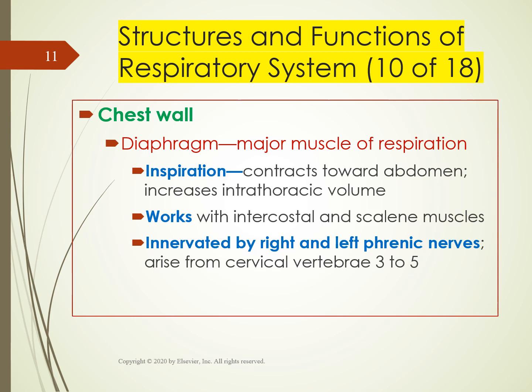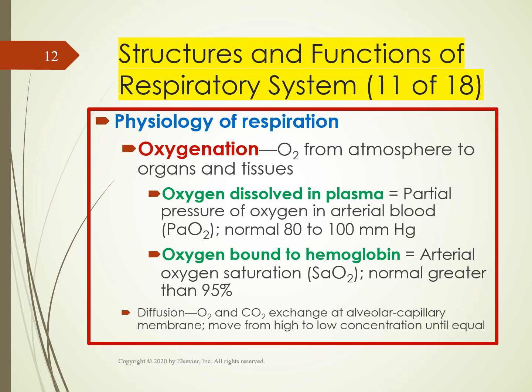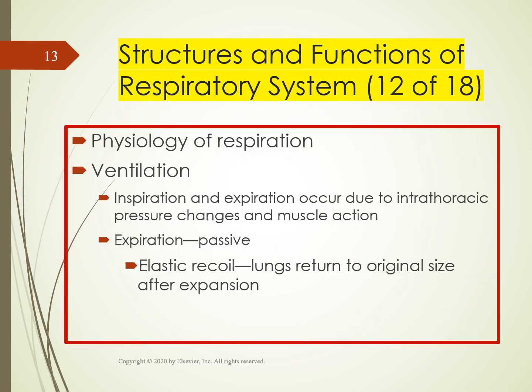Innervated, you don't need to know all that. Oxygenation is oxygen from the atmosphere to the organs and tissues. Oxygen that's dissolved in plasma is your PaO2. Normal is 80 to 100. And then you have your oxygen bound to hemoglobin, and that's your SaO2. And that's typically higher than 95%. So again, here it talks about inspiration, expiration.